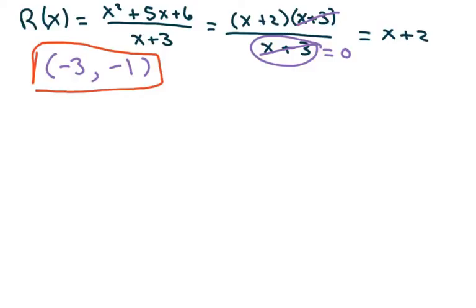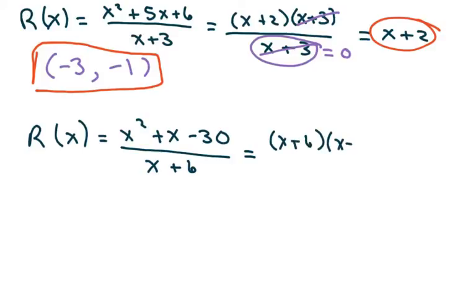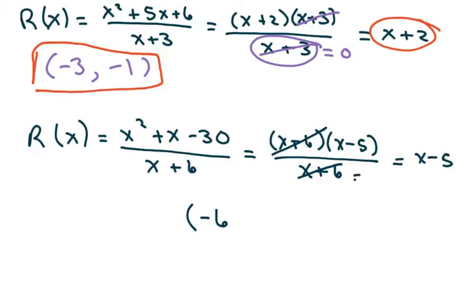And when we graph this, this is just going to be a line. And the same thing is going to happen with the other one. I put r of x equals x squared plus x minus 30 over x plus 6. And let's factor it: (x plus 6) times (x minus 5) over (x plus 6). So this reduces to x minus 5. Now, this crosses out, and so our hole is going to occur at negative 6. You set this to 0. And when you plug negative 6 into the reduced equation, x minus 5, you get negative 11. Okay?